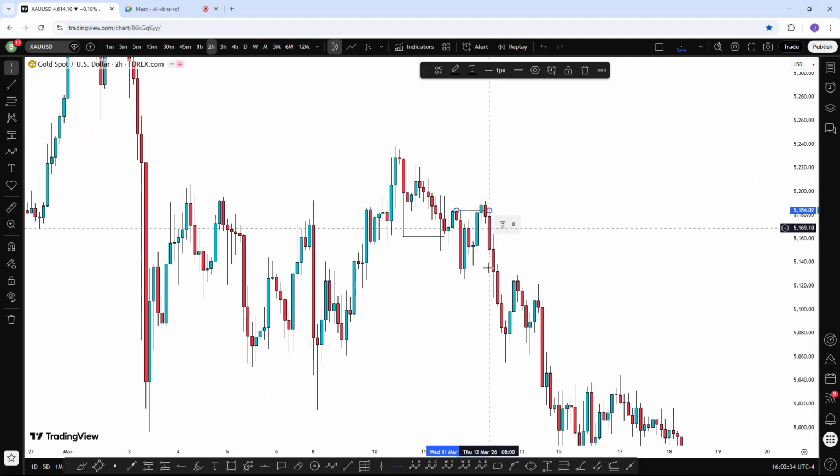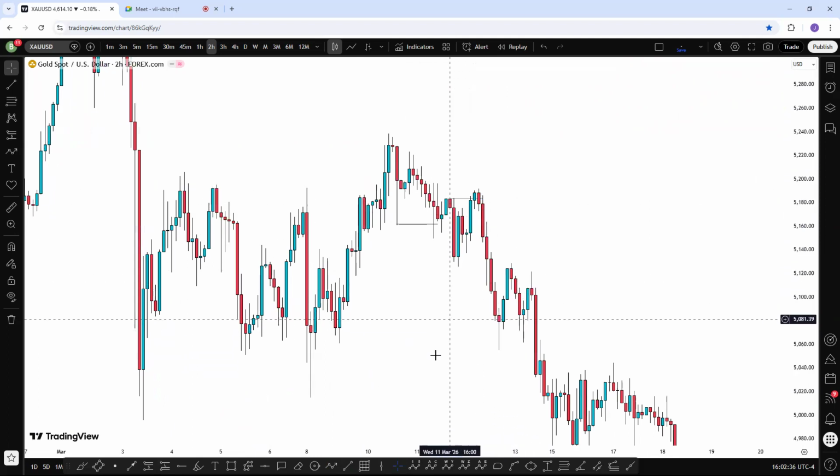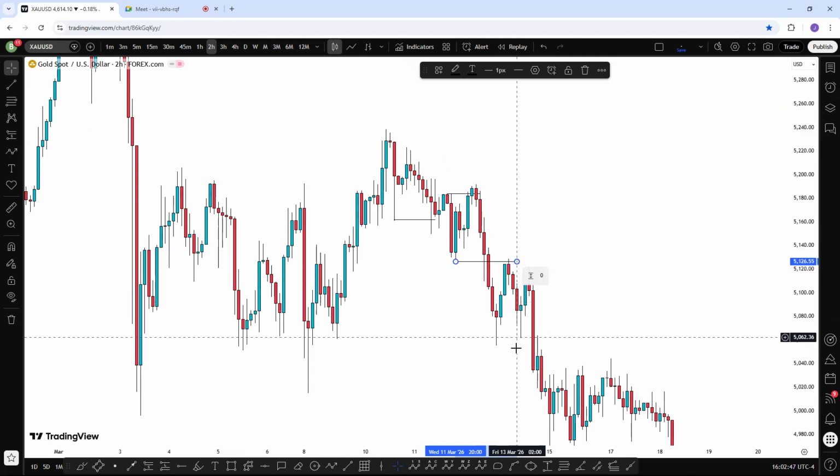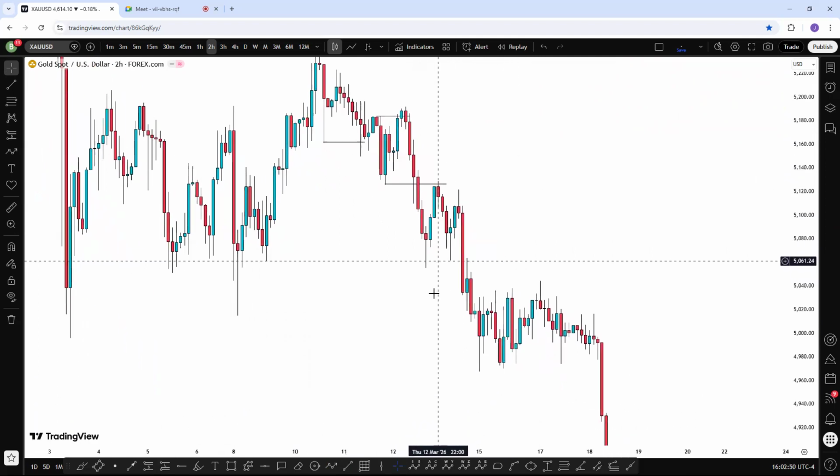So if price drops around here and doesn't create any swing point that will be taken, wait for market to come back to test the low. Once it tests the low, look for opportunity. Okay, look for opportunity. You see that?